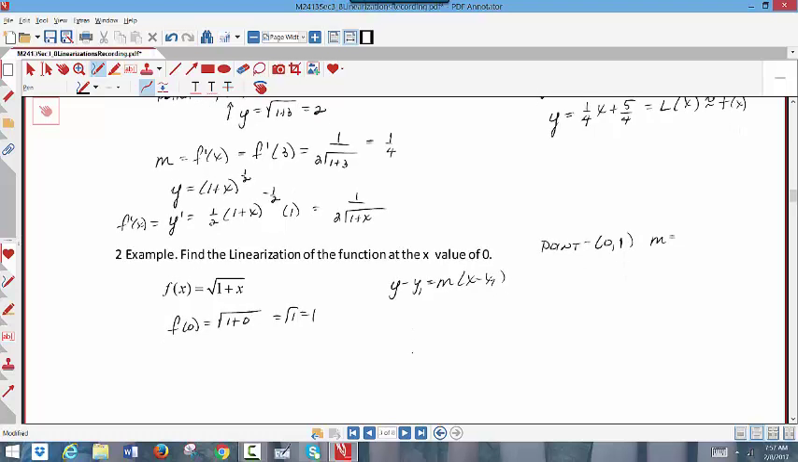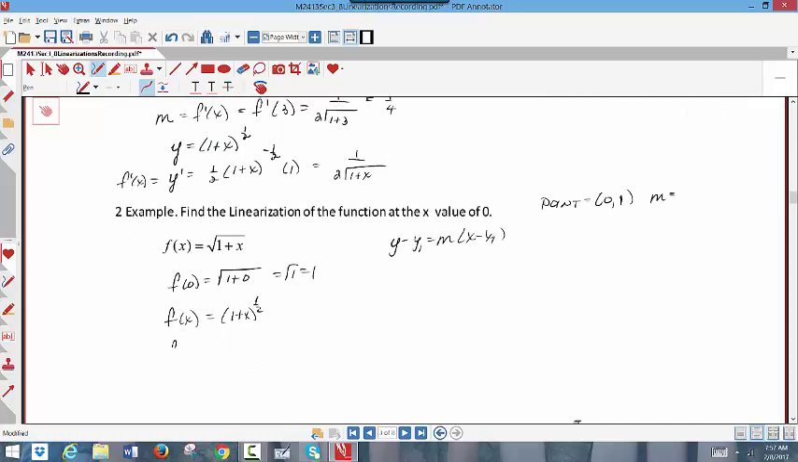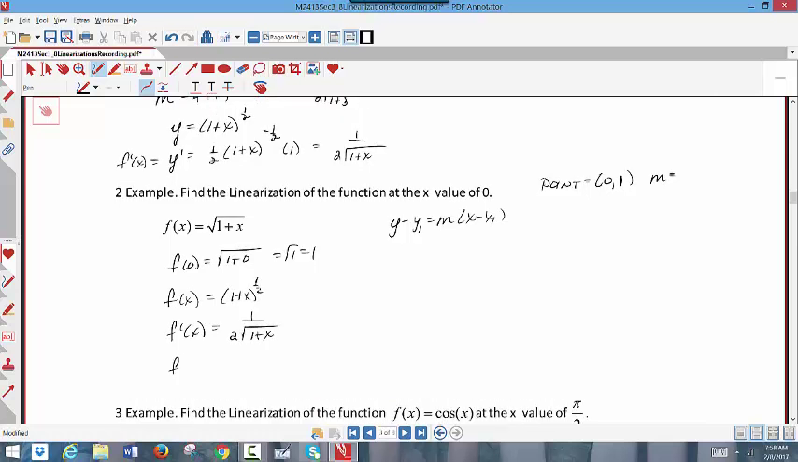Now, to get the slope, I need to find the first derivative. Okay, so we've already got the first derivative up above. So my first derivative, we found it above, to be 1 over 2 times the square root of 1 plus x. So my slope is computed. This is going to be the equation of my tangent line to the function at an x value of 0. So my slope of my tangent line at the x value of 0 is going to be 1/2.